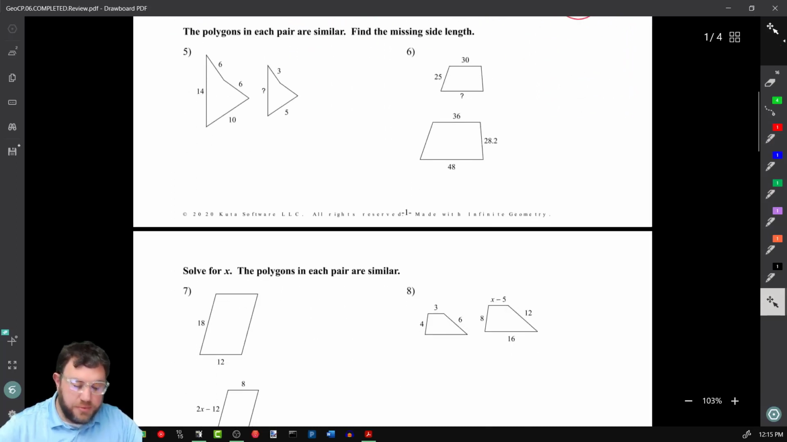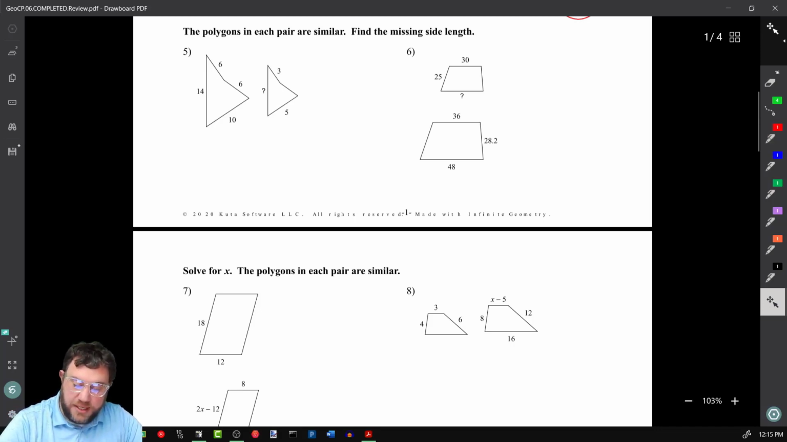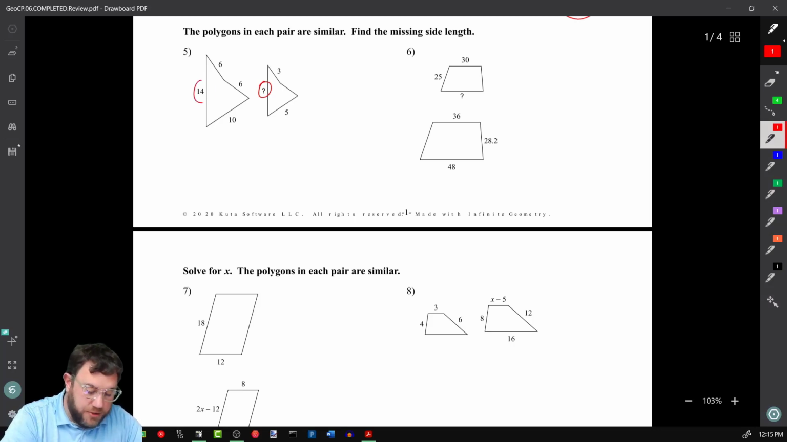For our next two, we're told they're similar again. Now we're trying to find a missing length. This is when we have to start setting up proportions. So we find two that go together. Let's start with the one that has the missing side. So that question mark goes with the 14. So we know we have x over 14.